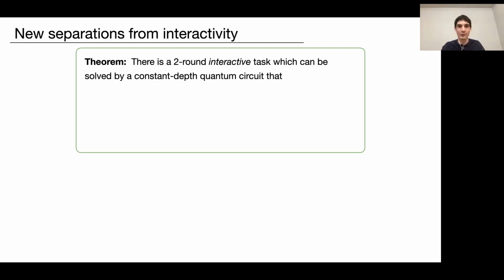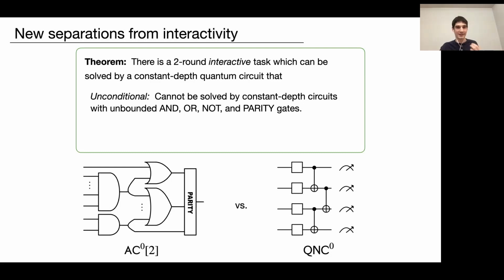So there's a 2-round interactive task, which can be solved by a constant depth quantum circuit with bounded fan-in gates, such that, and now the result comes in 2 flavors. There's an unconditional result, which says that this interactive task cannot be solved by a constant depth circuit with unbounded fan-in AND, OR, NOT, and parity gates. So now we have an unconditional separation with AC0[2], this complexity class.